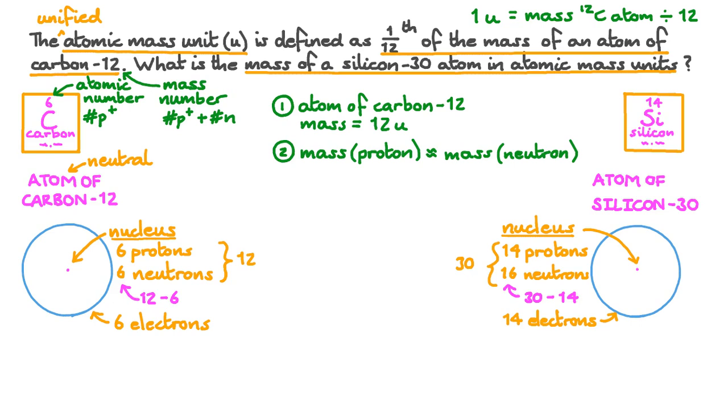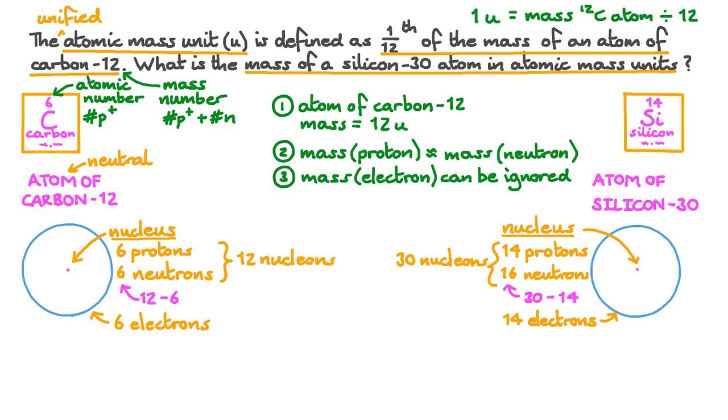The next thing we need to know is that the mass of a proton and the mass of a neutron are about the same. And electrons have much less mass than protons or neutrons, so for the purposes of this question, we can ignore them. Protons and neutrons are known collectively as nucleons. So the question is, if 12 nucleons together have a mass of 12 unified atomic mass units, what will be the mass of 30 nucleons? And the answer is 30 unified atomic mass units.